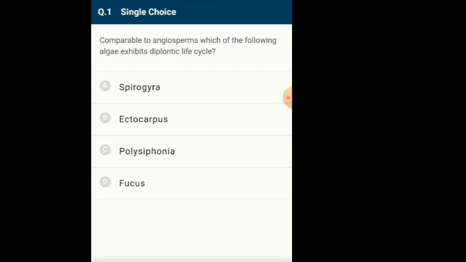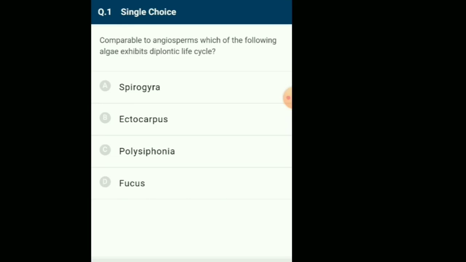1. Comparable to angiosperms, which of the following algae exhibits diplontic life cycle? The diplontic life cycle is shown by the developed vascular plants. In plants showing this type of life cycle, the dominant photosynthetic phase is the diploid sporophyte.